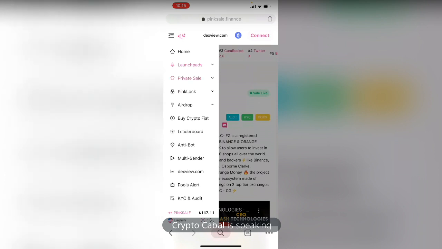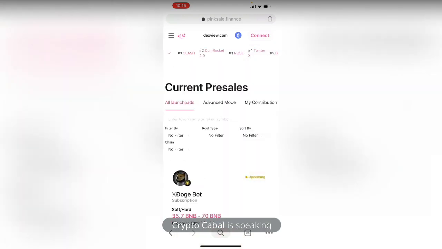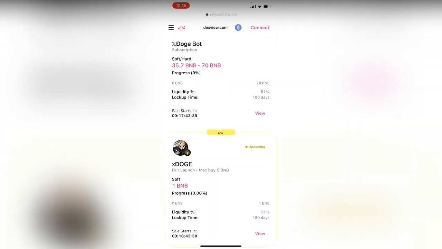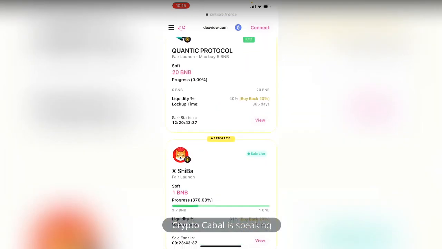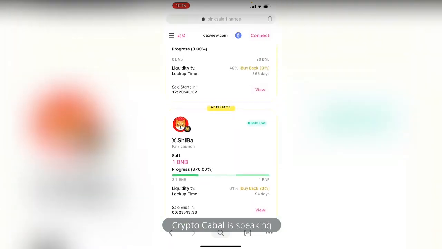Now we have examples of IDOs, which are the likes of BSC pad. And when we are talking about BSC pad, BSC pad is just the first decentralized IDO platform on Binance. When we are talking about Binance, it's just talking about Binance Smart Chain, the BSC chain.